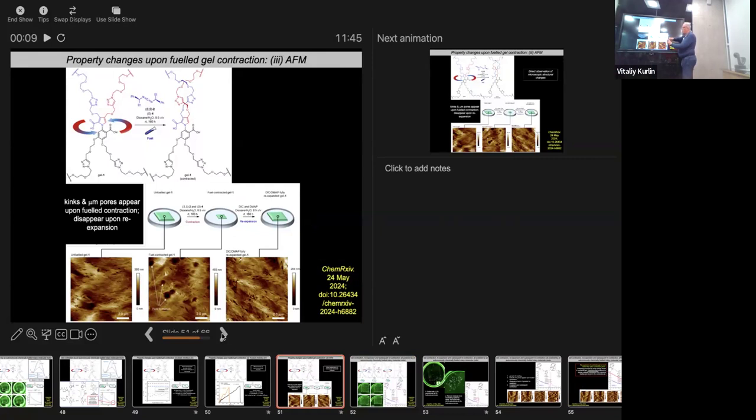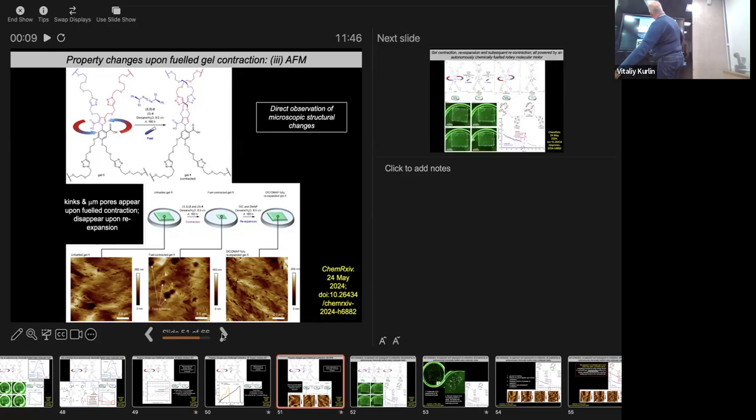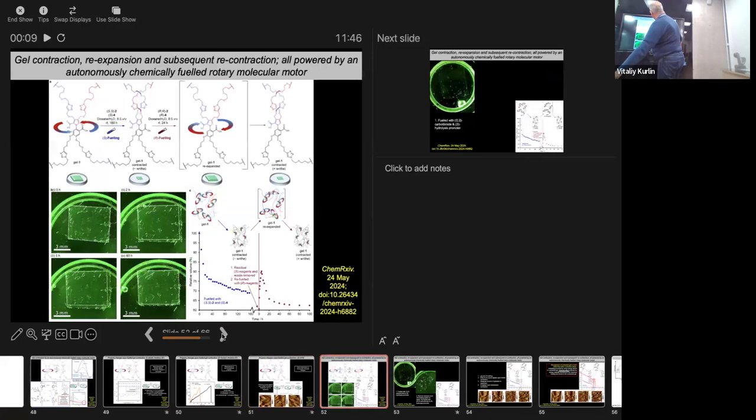And that's because when you twist the strands around, they gather material from the other surrounding areas and open up actual gaps. And if you then re-expand the gel by fueling it with an achiral fuel, so it just allows the groups to part each other again, you see that these are reduced or disappear. So that's direct observation of microscopic structural changes in that case.